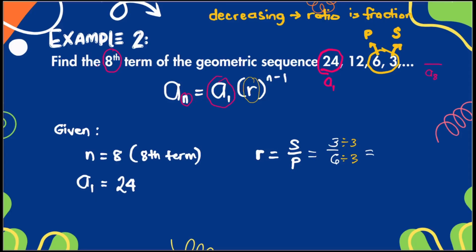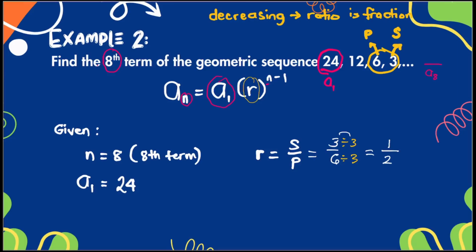Okay? So, 3 divided by 3, the answer is 1. Over 6 divided by 3, that is 2. So that means the common ratio of our given geometric sequence is 1 half. Okay? Or 1 over 2. That's 1 half or 1 over 2.